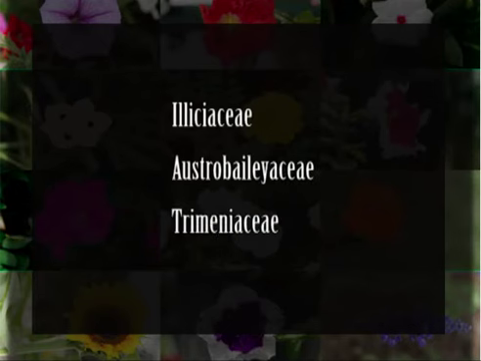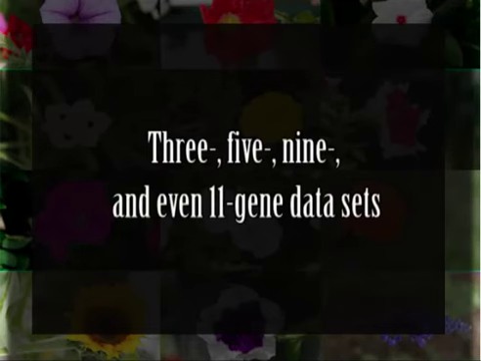After Amborella and Nymphaeales, an Austrobaileyales clade of Illiciaceae, Schisandraceae and Trimeniaceae is the subsequent sister group of all remaining angiosperms. Whereas these basal-most branches are well supported and resolved, relationships among the remaining major lineages of angiosperms have been unclear and difficult to resolve, with 3, 5, 9 and 11 gene data sets.